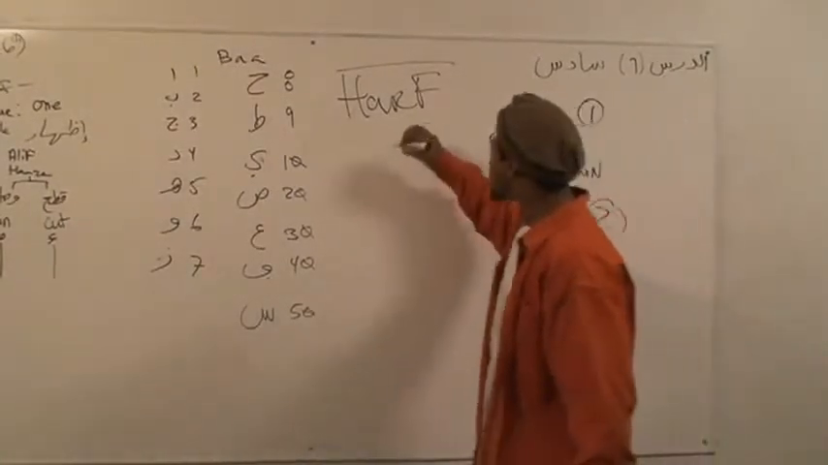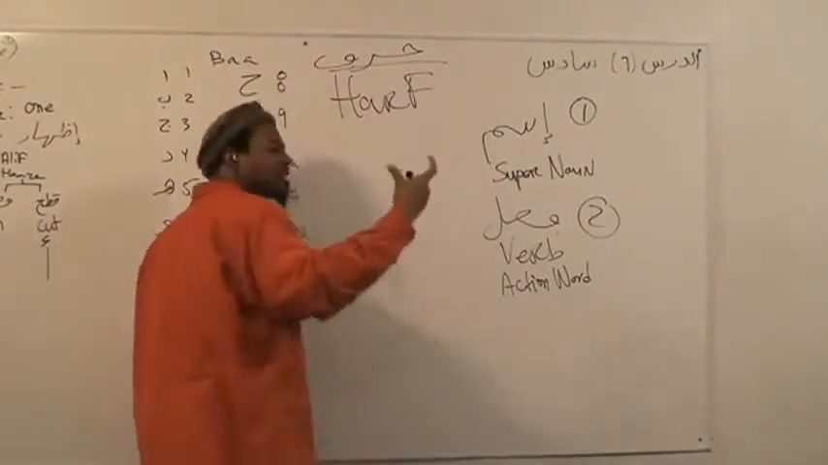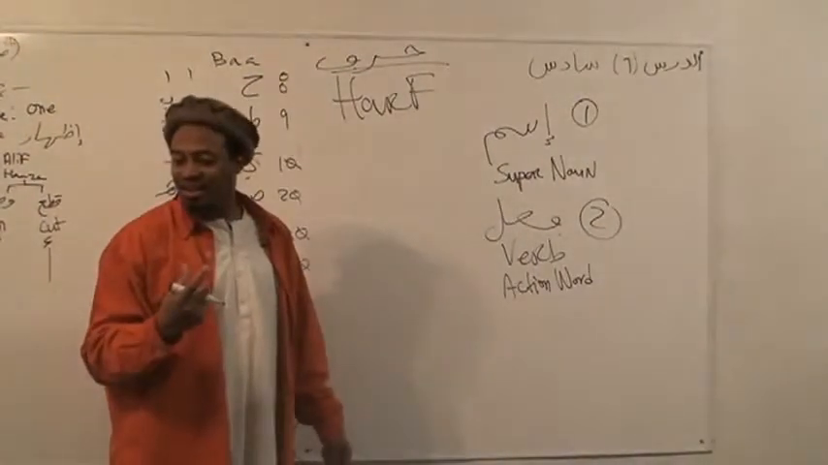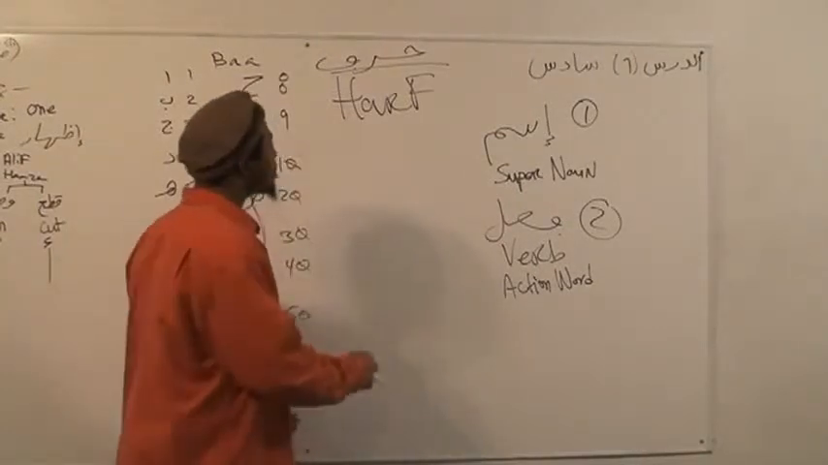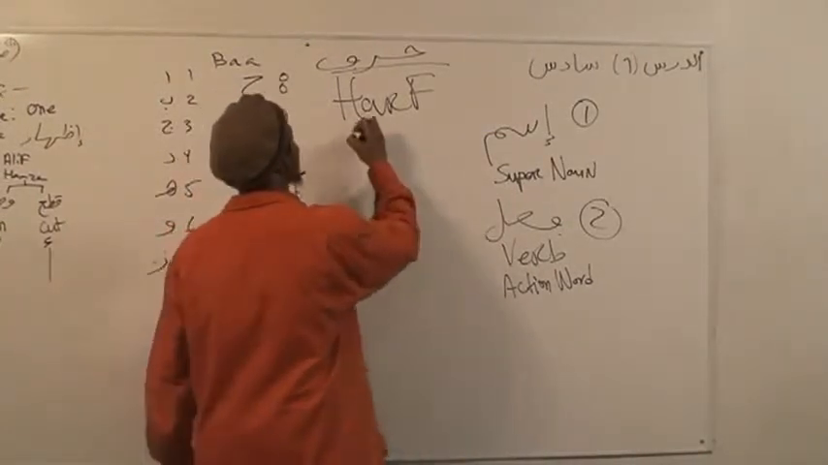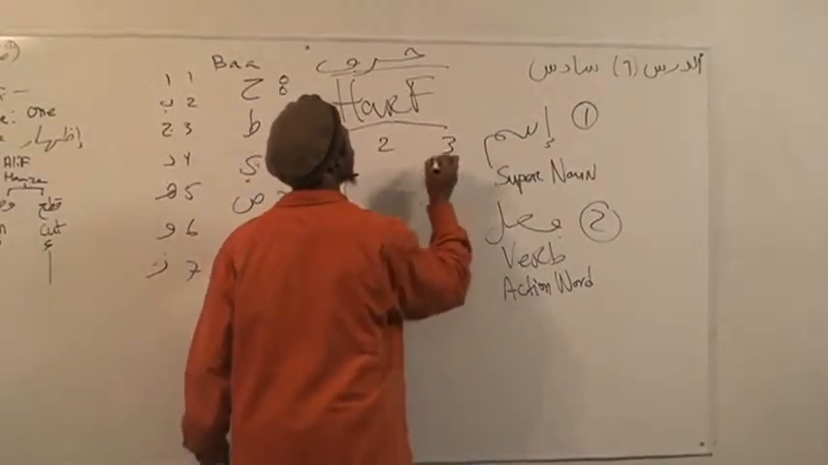And what is the last one? Harfun. And it's called the harf because it's so small. It's only a piece. Okay? And the harf is broken down into three types. There are three types of harf.